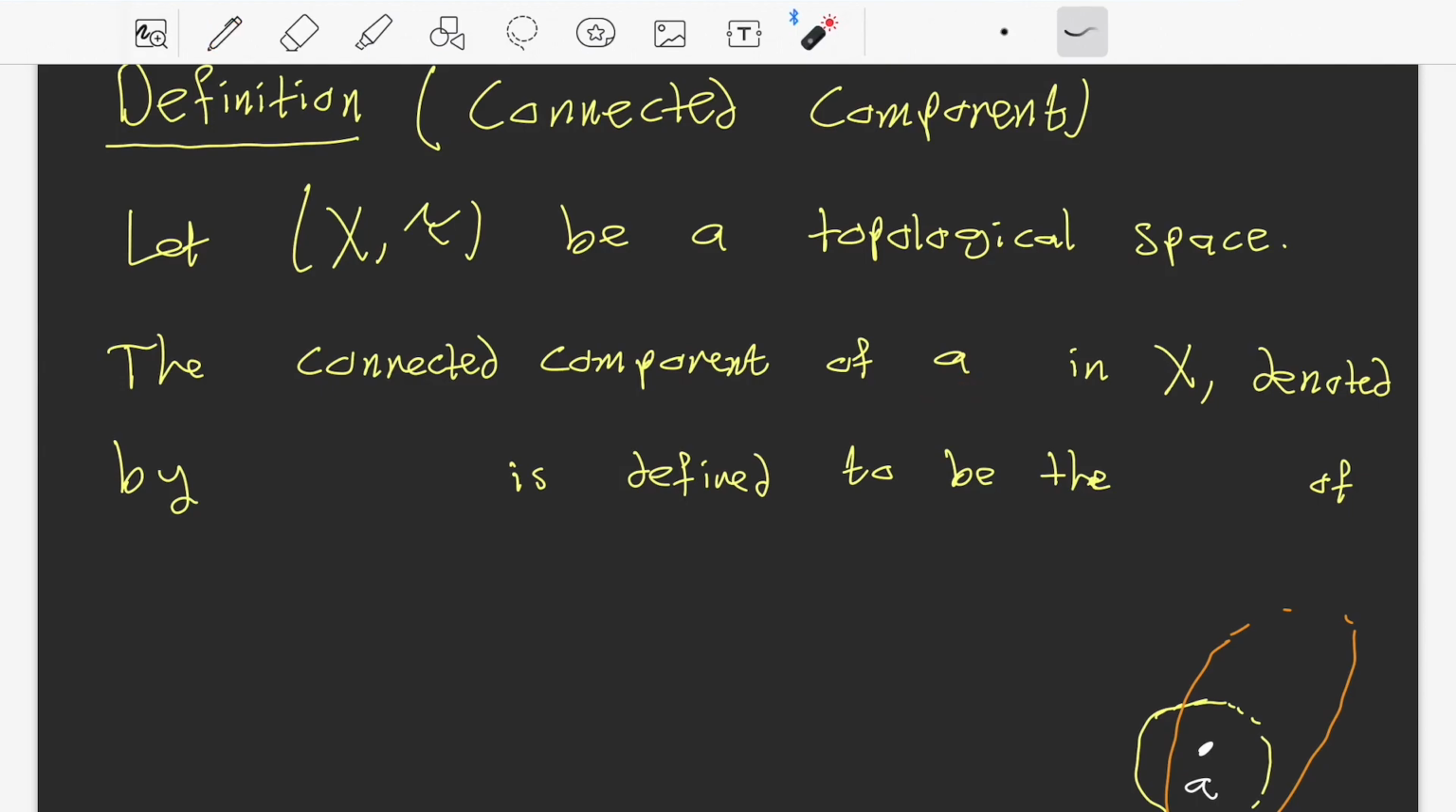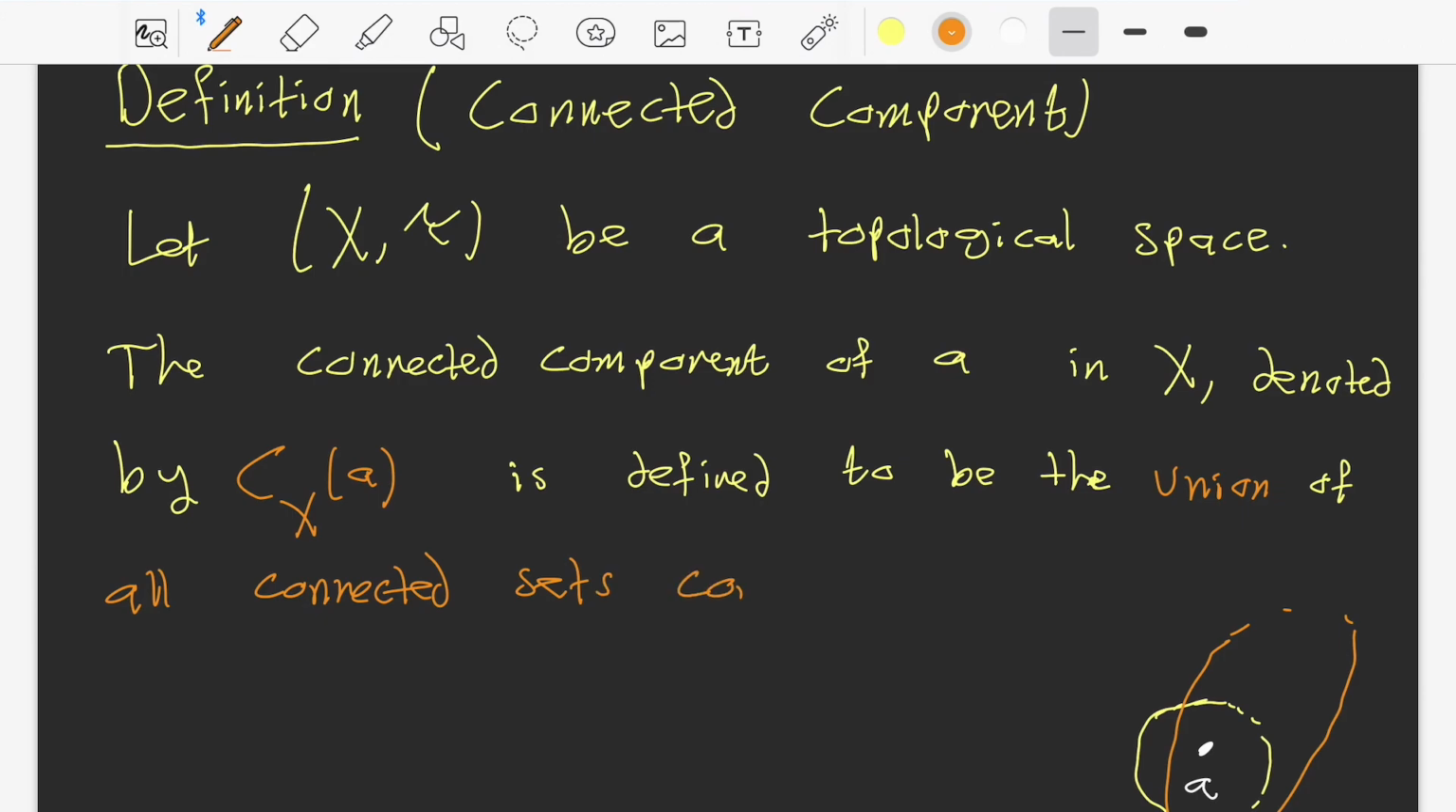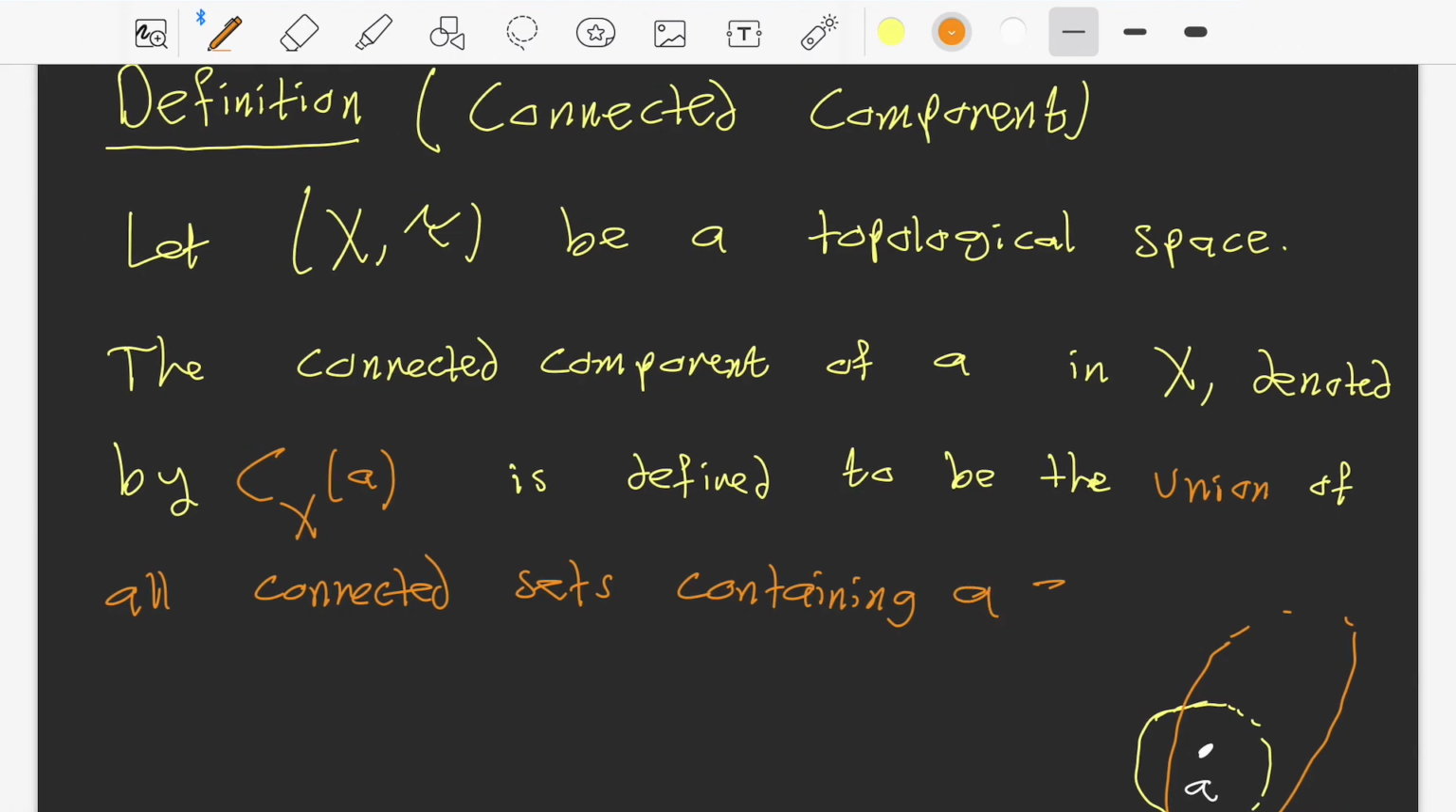So what we have here is, let X and T be a topological space. The connected component of an element A, which we will denote by Cx of A, sometimes just C of A, is defined by the union of all connected sets containing A. So we take all the connected sets that contain A, and we take the union over all those sets. What we get is a new set. We call it the connected component of A.